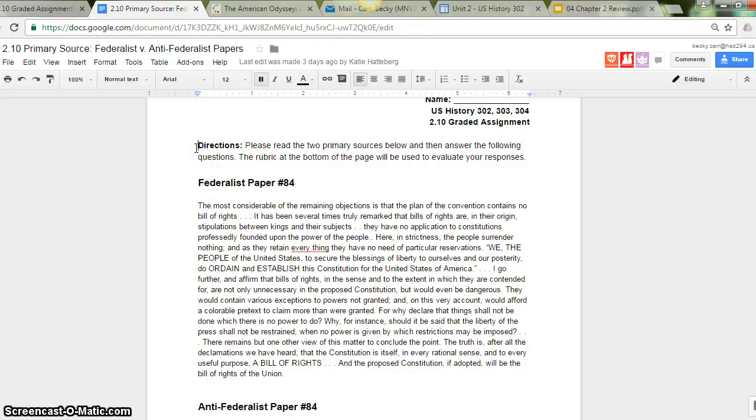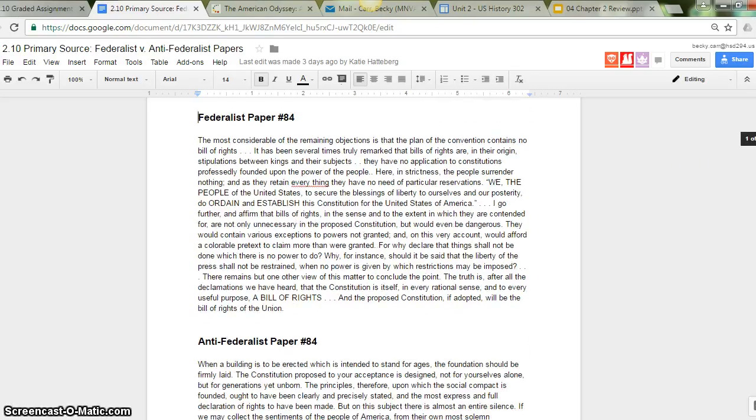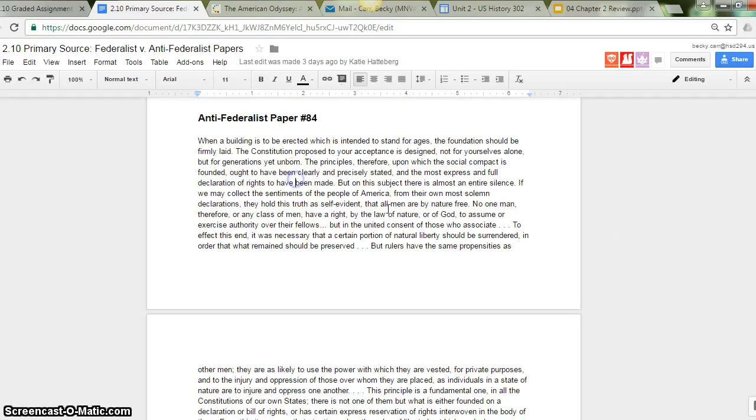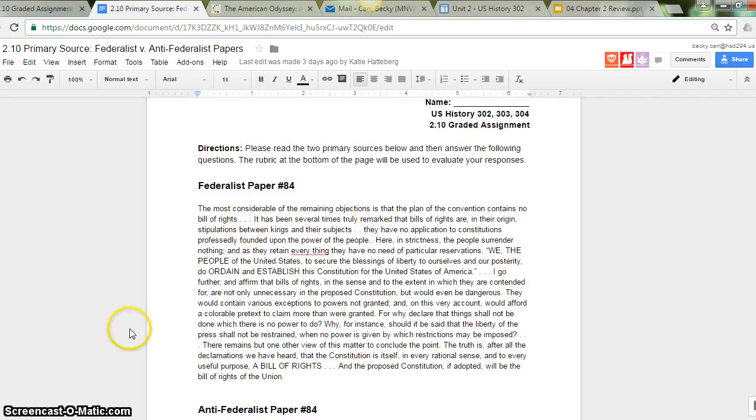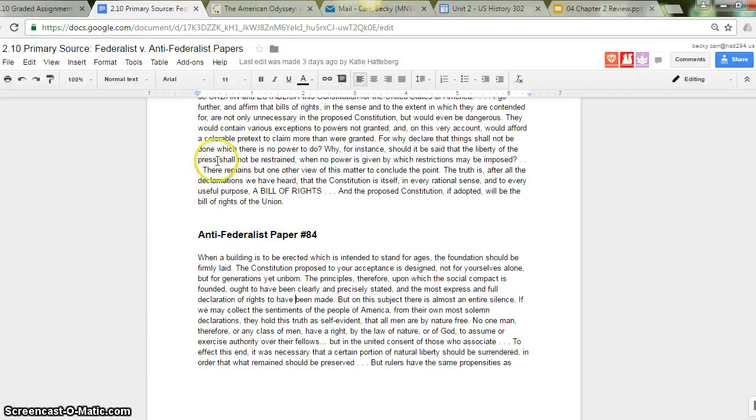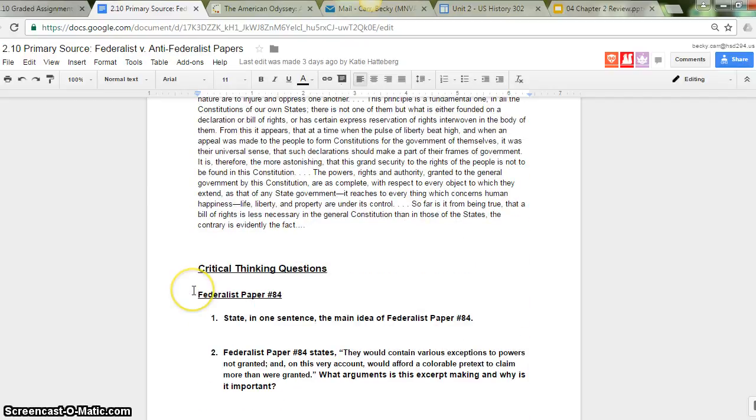First of all, read the directions. Please read the two primary sources below and then answer the following questions. The rubric at the bottom of the page will be used to evaluate your responses. So you're looking at Federalist Paper 84 and then Anti-Federalist Paper 84. You have the Federalist Paper that is supporting ratification of the Constitution, and then an Anti-Federalist argument from number 84, the Anti-Federalists saying why they don't think the Constitution should be ratified.